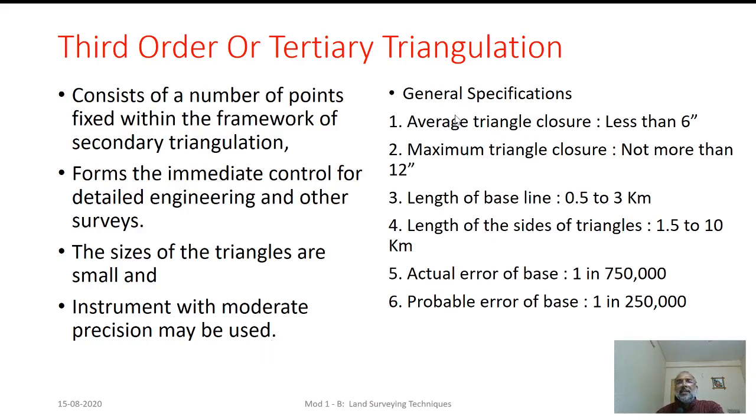Here, the general specification can be considered as average triangle closure expected to be less than 6 seconds. Maximum triangle closure should not be more than 12 seconds. Length of the baseline could be 0.5 to 3 kilometers, whereas the remaining sides could be 1.5 to 10 kilometers. And actual error of the base is 1 in 750,000, whereas probable error of the base is 1 in 250,000.